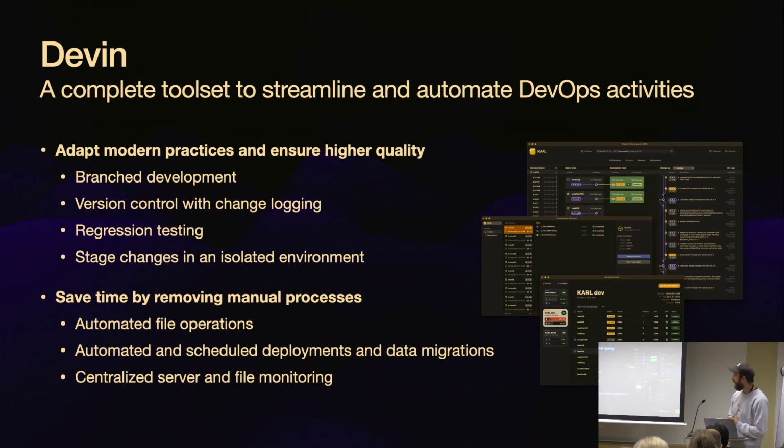And then lastly, it does what a tool like Otto would also do. It saves you time by automating the whole deployment and migration processes. And behind the scenes it is doing a lot of automated file operations and stuff like that. There's also a centralized server window where, instead of having 20 different browser tabs open with admin console, you can have them in one window here.